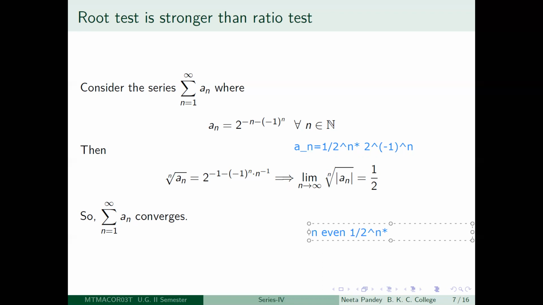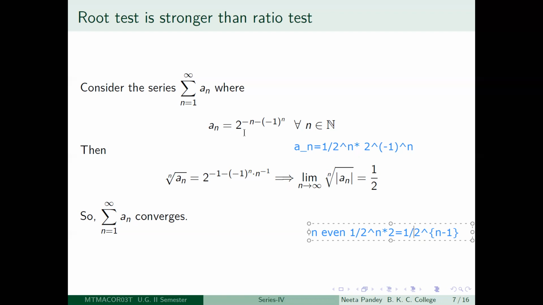So n is even, so minus 1 to the power n, an even number, becomes just 1. So this times 2, this is what your number is going to look like. So 1 by 2 to the power n into 2 looks like 1 by 2 to the power n minus 1. Am I correct? So 1 by 2 to the power n minus 1. This is what it looks like when n is even.